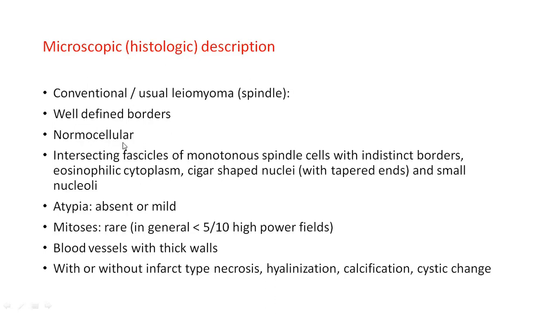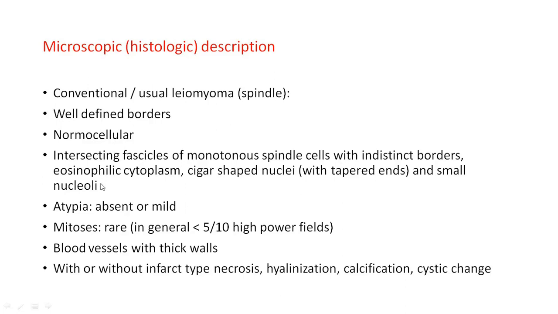They are normocellular, and then those big fascicles will intersect with each other, and when they interact with each other, they do not have any distinct borders. They have characteristic nuclei, known as cigar-shaped nuclei. These nuclei have tapered ends, and they commonly have a small nucleoli.